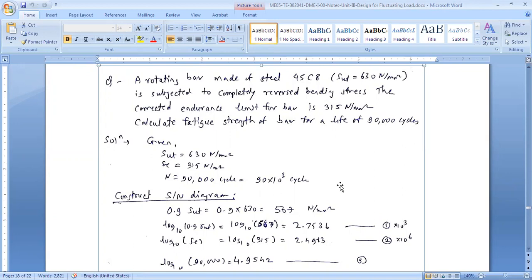A rotating bar made of a steel. Please do mind my handwriting here, because I wrote it in a little bit of a hurry. If there is any spelling mistake, please excuse me.